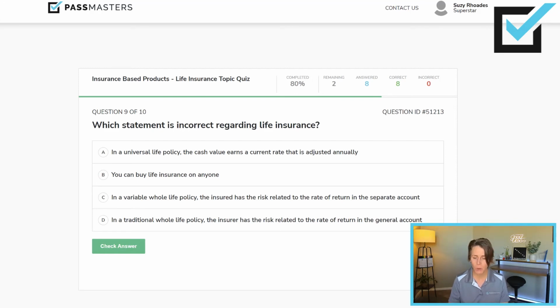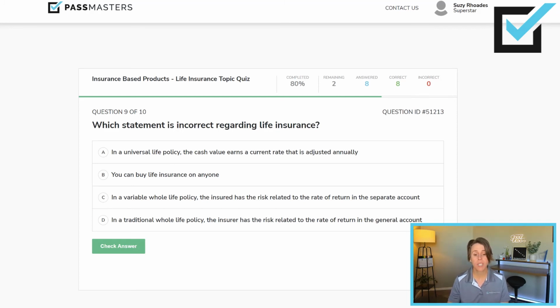In a traditional whole life policy, the insurer has the risk related to the rate of return in the general account. That is also true. With a traditional whole life policy, the insurer promises to pay, let's say it's 2%. If the general account earns less than 2%, they promise to pay the insured 2%. If the general account earns 12%, they promise to pay the insured 2%. So they know what they're doing. They've got that all figured out.